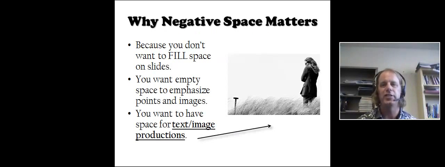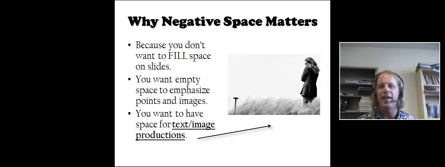So why does negative space matter? Because you don't want to fill in all of your space. I think one of the great temptations when we do a PowerPoint is to stuff everything we can onto a PowerPoint slide. And it creates actual confusion, visual confusion. You want empty parts of your slides so that you can emphasize points in images. If you drop just a few lines of text on one white slide, as you can see here, you're going to actually draw the eye in more, and it's going to be clearer.